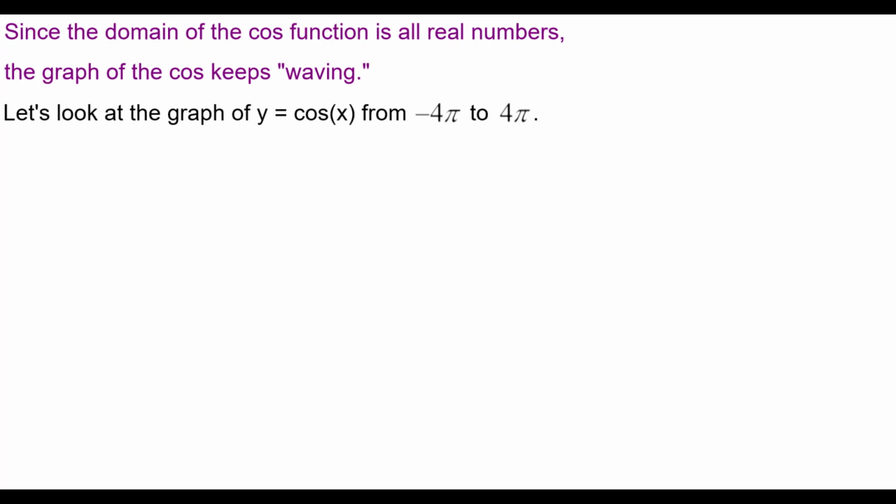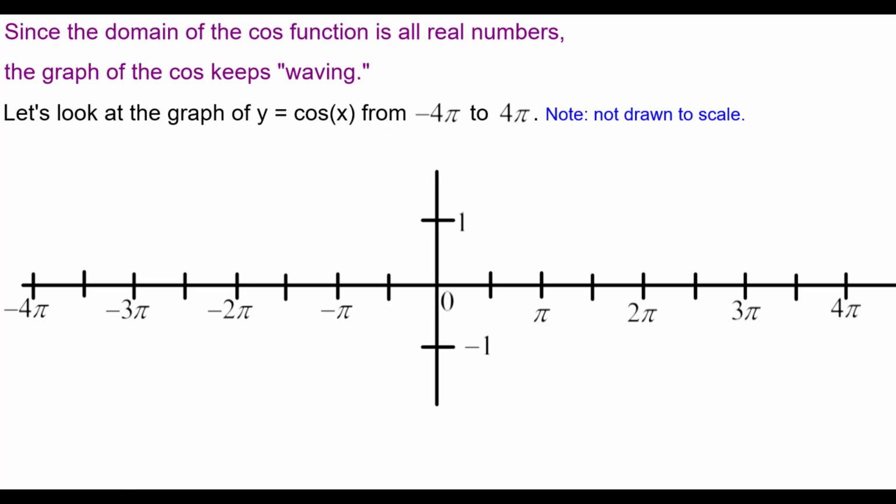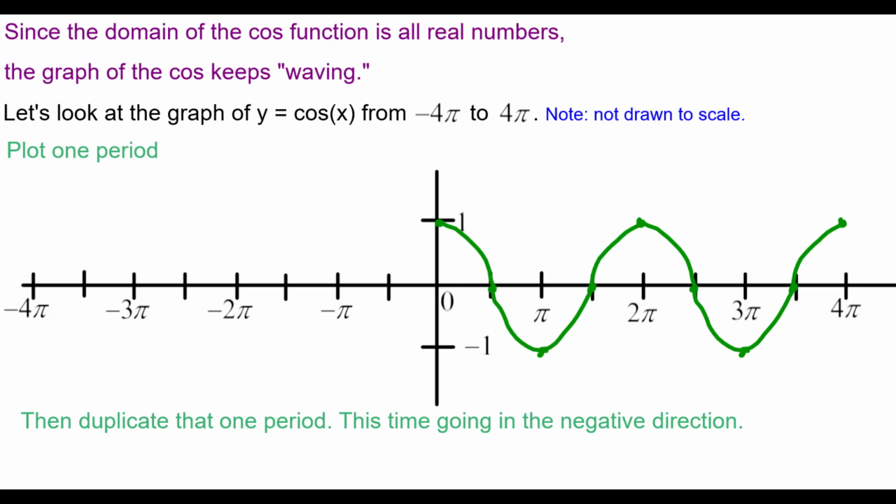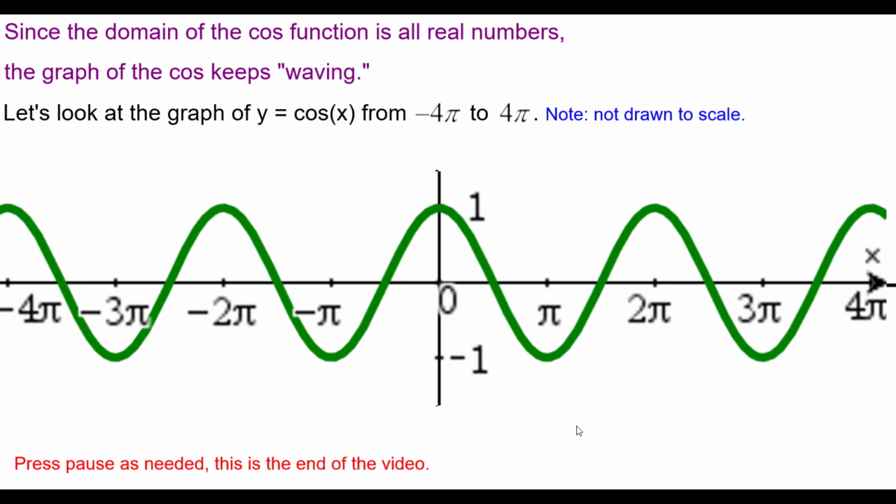So let's look at the graph of y equals cosine of x from negative 4 pi to 4 pi. Notice this is not drawn to scale. So we'll plot one period from 0 to 2 pi: max, point of inflection, min, point of inflection, max. We'll duplicate that one period to the right from 2 pi to 4 pi, identical wave. This time we're going in the negative direction from 0 to negative 2 pi to the left. And one more from negative 2 pi to negative 4 pi. Press pause as needed, as this is the end of the video.